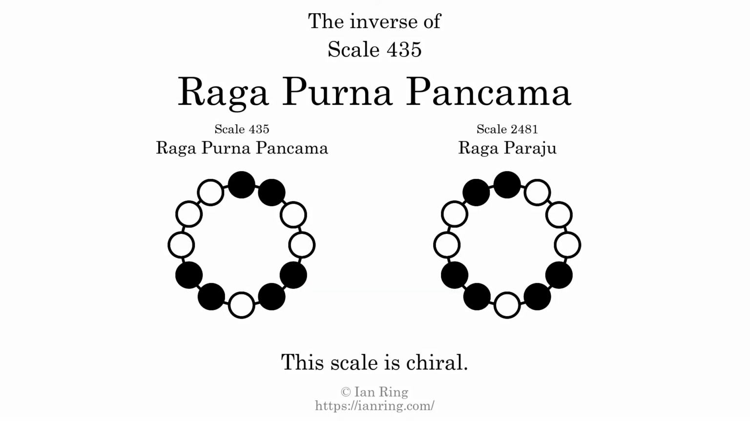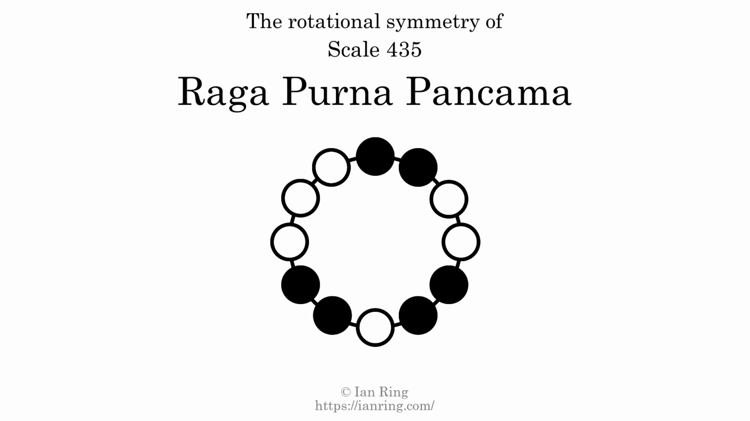The inverse of a scale is a mirror image. It is what you get when the sequence of intervals is reversed. The inverse of this scale is scale 2481, also known as Raga Purna. This scale is chiral. It cannot transform into its inverse by rotational transformation. This scale has no rotational symmetry.